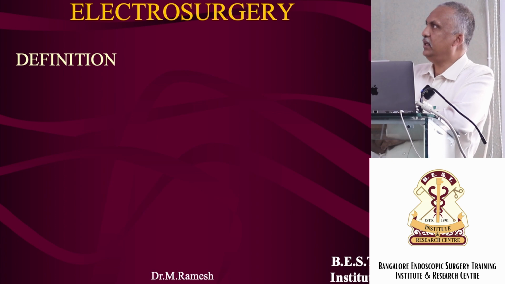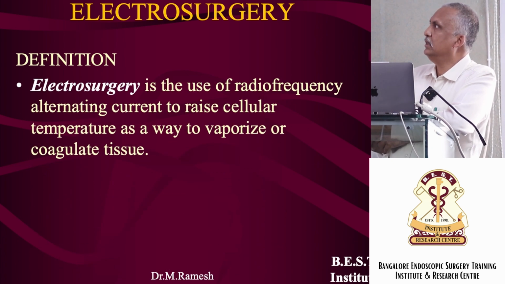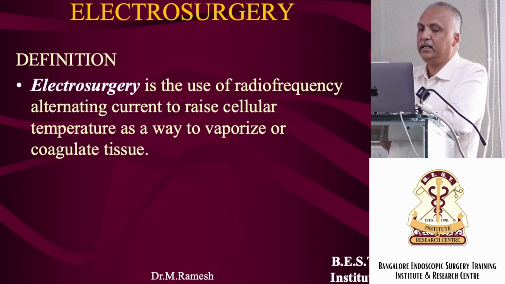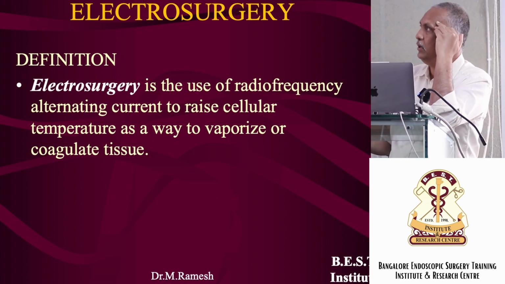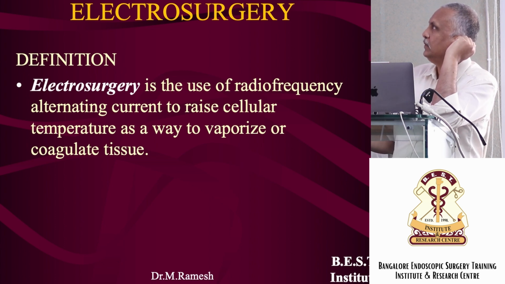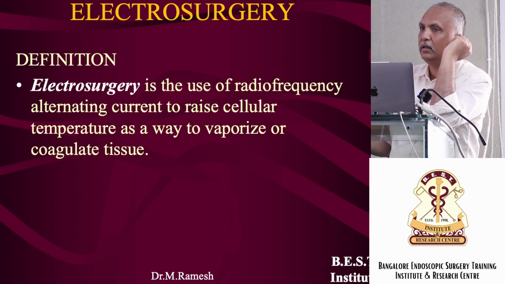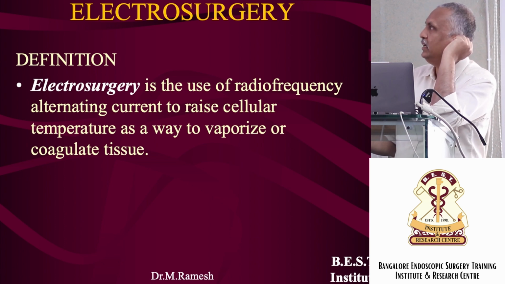So electrosurgery by definition is the use of radio frequency alternating current to raise cellular temperature as a way to vaporize or coagulate tissue. So when you see this, what does this mean? It looks like Greek and Latin, but basically if you break up this thing, you have radio frequency alternating current. So first you have to understand what is alternating current. Then you must understand what is radio frequency.